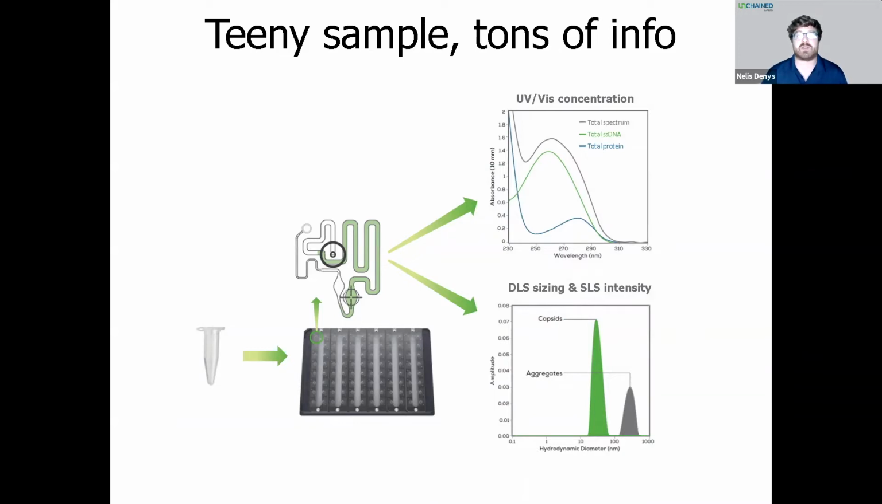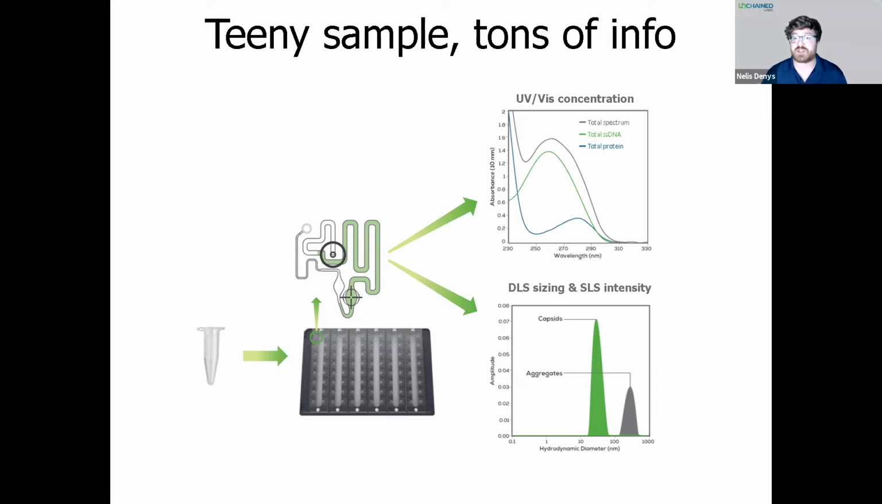Checking out your AAV with DLS tells you what shape your sample is in, if there's only capsids or if aggregates have started to ruin things. DLS also lets you figure out how much SLS intensity is coming from just your AAV capsids. That's the green peak on the bottom left, while the gray peak is the aggregates and larger stuff.